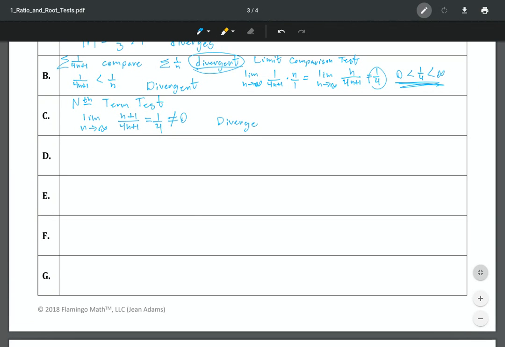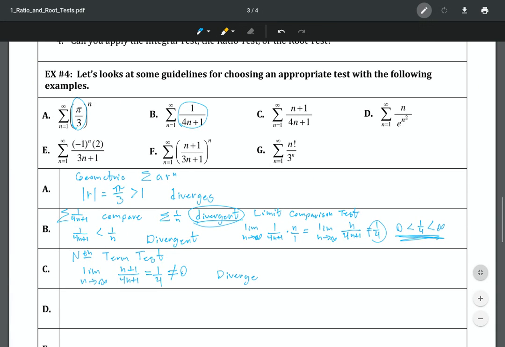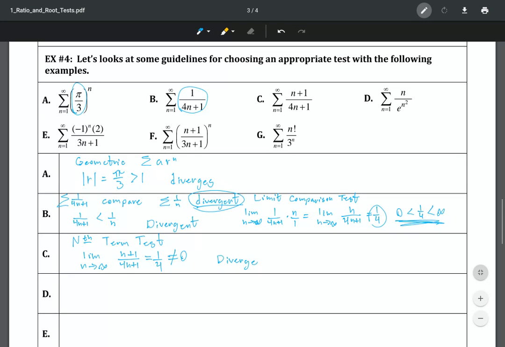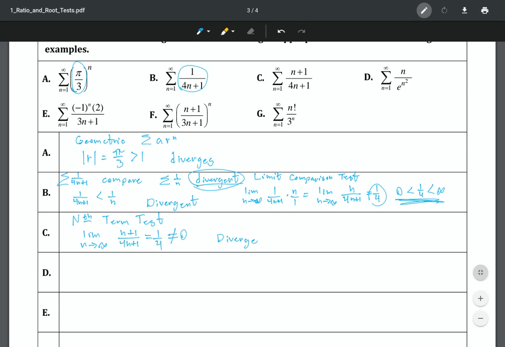Okay, let's look at D. On D, I'm not really sure. Again, I think of the nth term test first, because that would be the easiest thing for me to do. This will grow faster than this, so the limit will be 0, so I can't really use that. So I have to think of something else. This is not a p-series. This is not a geometric series. So at this point, I have to think of something else.